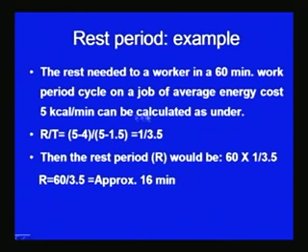It means that if the energy cost of the work is 5 kilocalorie per minute, the acceptable upper energy limit is 4 kilocalorie, and the basal metabolism rate, that is the energy required by the worker at rest, is 1.5 kilocalorie per minute, then the rest period for a work cycle of 60 minutes comes out to be 16 minutes, and after the 16 minutes of rest, the worker should again start the work for a 60-minute work cycle.